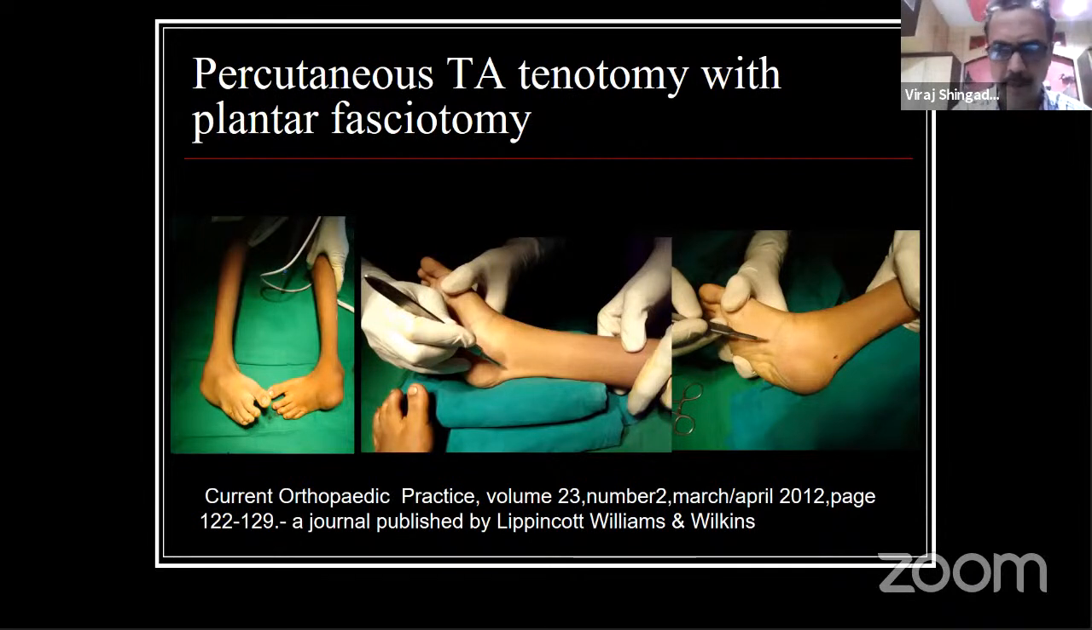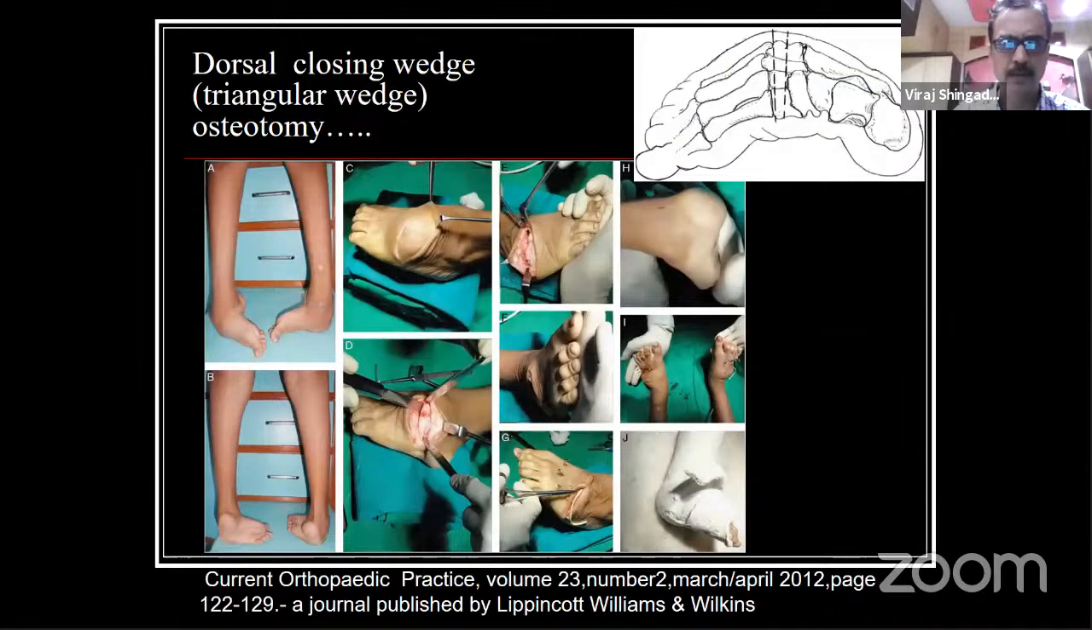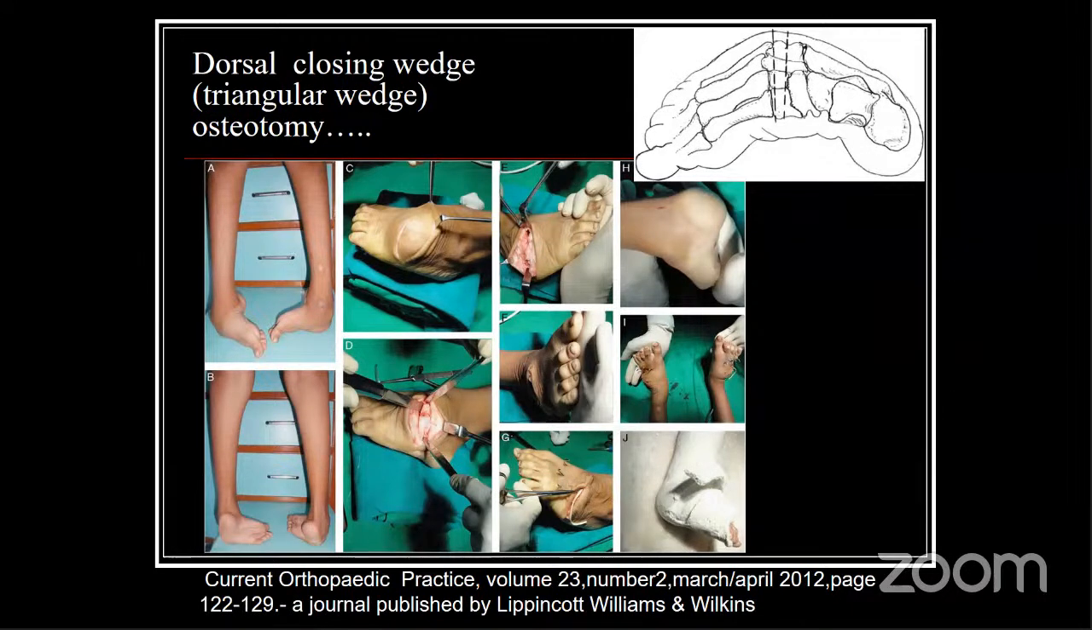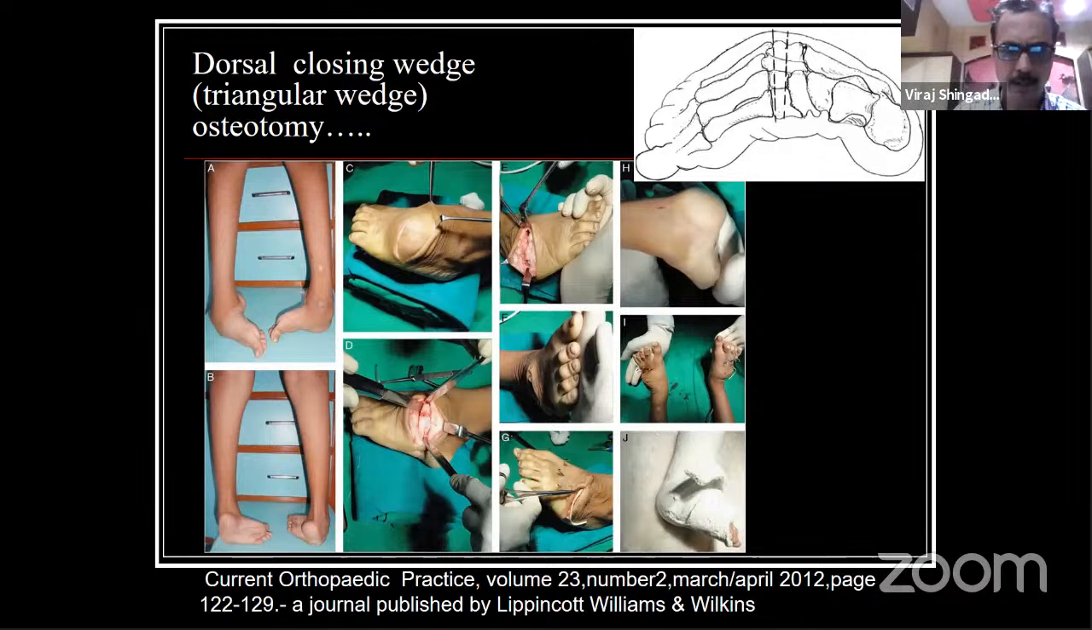We have operated even till 40 years of age, as Alaric was discussing, and we didn't find that the tendon regenerates poorly. Plantar fasciotomy, and then a dorsal closed wedge osteotomy where we just take an elliptical incision and take out the wedge from the cuboid, the lateral, medial, and intermediate cuneiform, and depending upon the severity, we might extend this osteotomy to the further bones. Then we take out the wedge and close the osteotomy site, just like closing an open book.